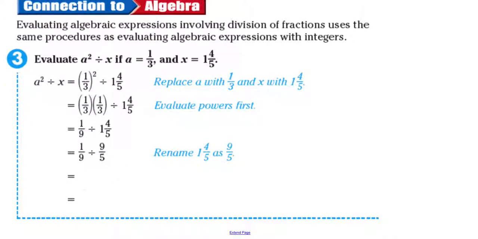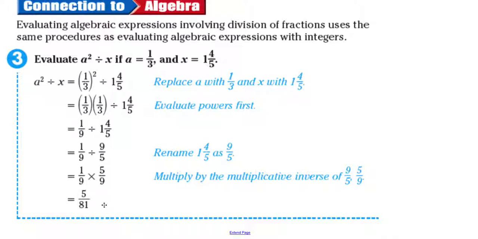Okay, you cannot cross cancel the 9 and the 9. Okay, so the only time you can cross cancel is if that operation is multiplication. If it's division, this cannot happen. Okay, so what do we do? We multiply by its reciprocal. 1/9 times 5 over 9. Okay, we end up with 5 over 9 as the reciprocal of 9 over 5. 5 over 81. Okay, so the product is 5 over 81.